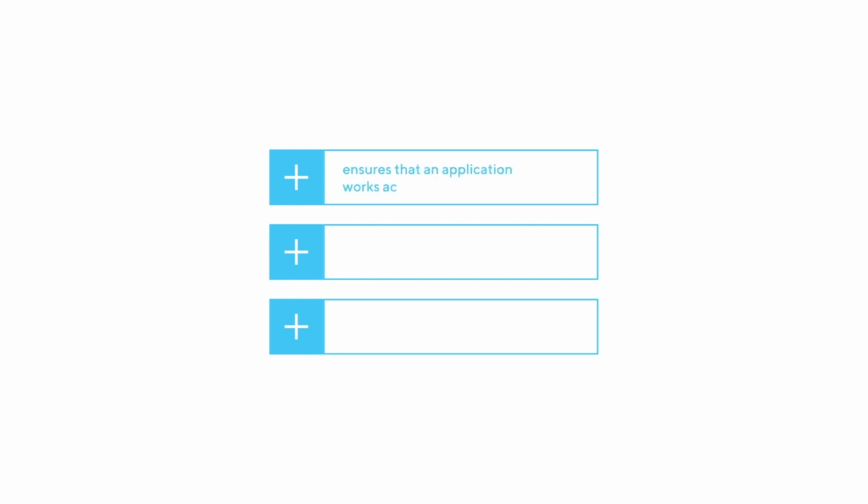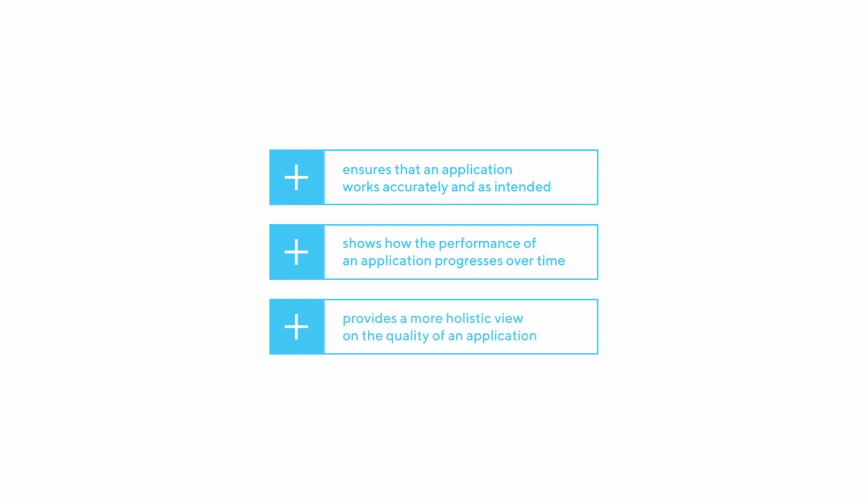Combining functional and performance testing provides some major advantages. It ensures that an application works accurately and as intended. It shows how the performance of an application progresses over time and with every code change. And this again provides a more holistic view on the quality of an application.